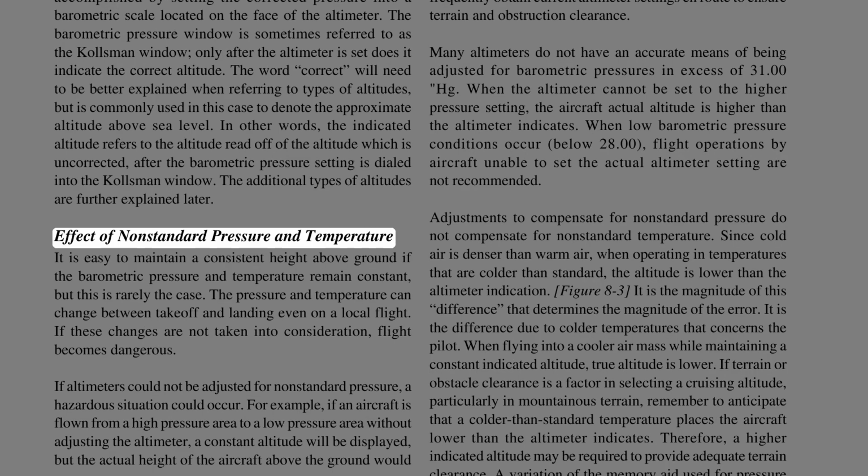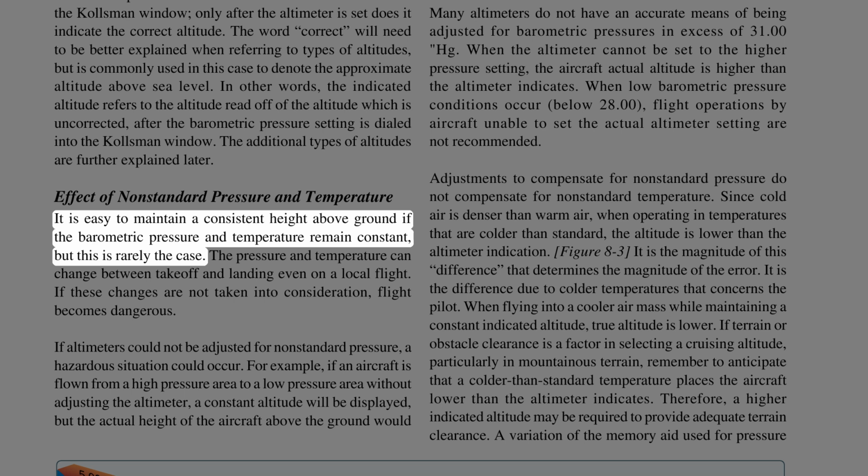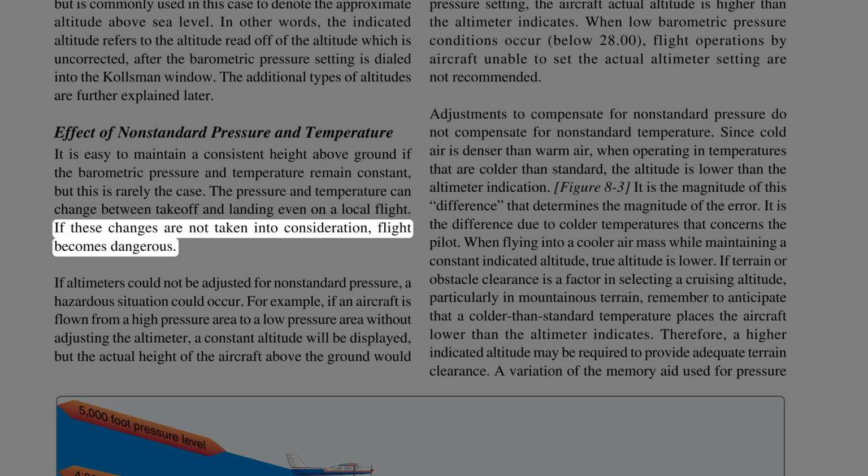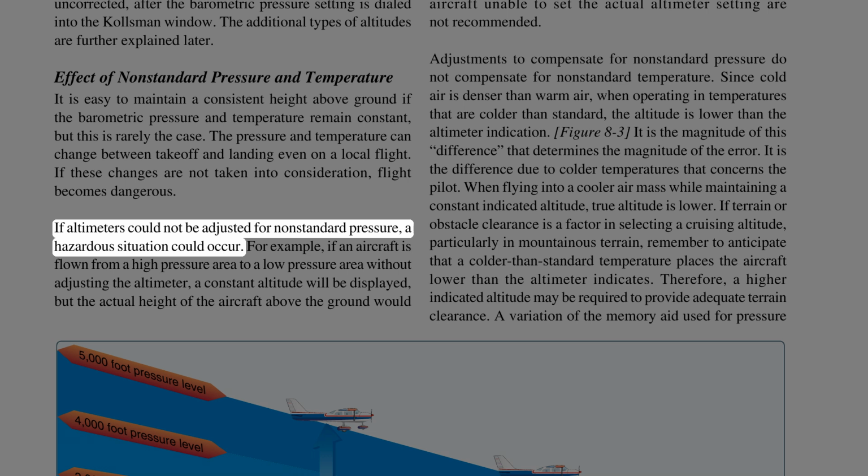Effect of non-standard pressure and temperature. It is easy to maintain a consistent height above ground if the barometric pressure and temperature remain constant, but this is rarely the case. The pressure and temperature can change between takeoff and landing even on a local flight. If these changes are not taken into consideration, flight becomes dangerous. If altimeters could not be adjusted for non-standard pressure, a hazardous situation could occur.